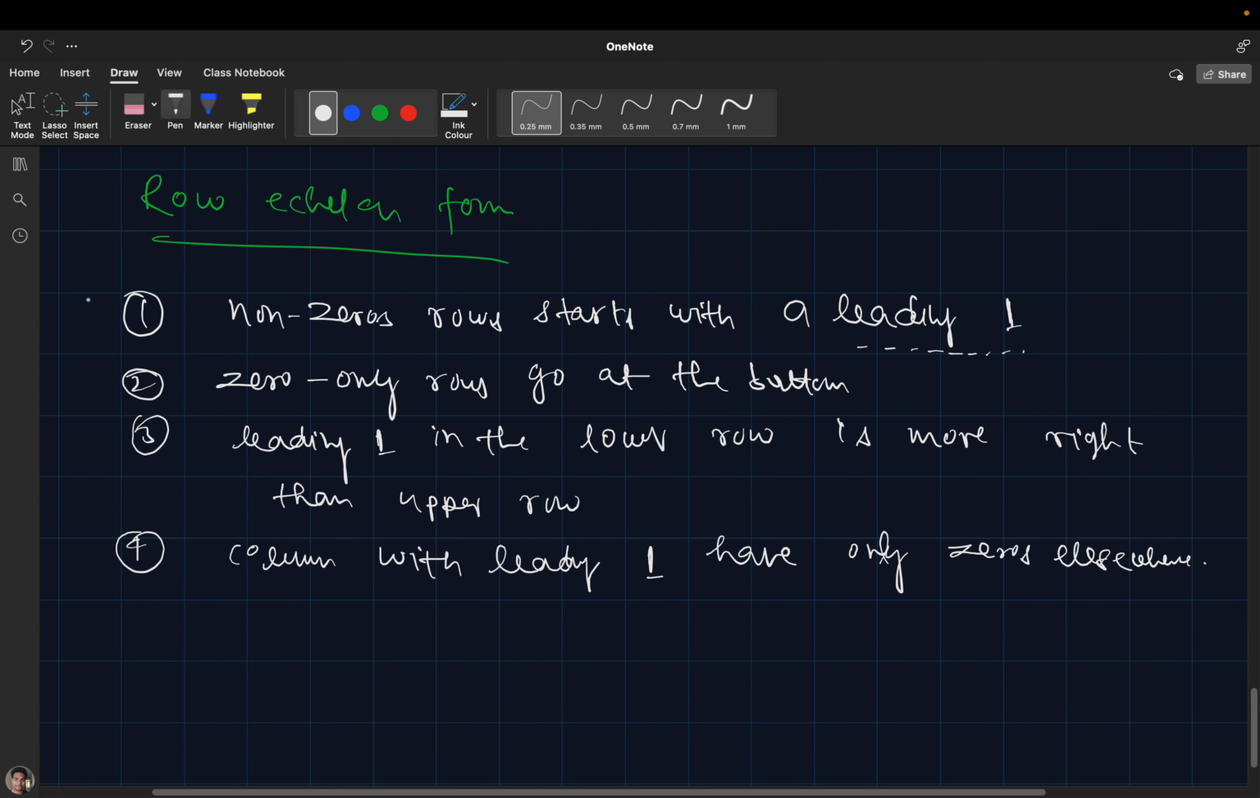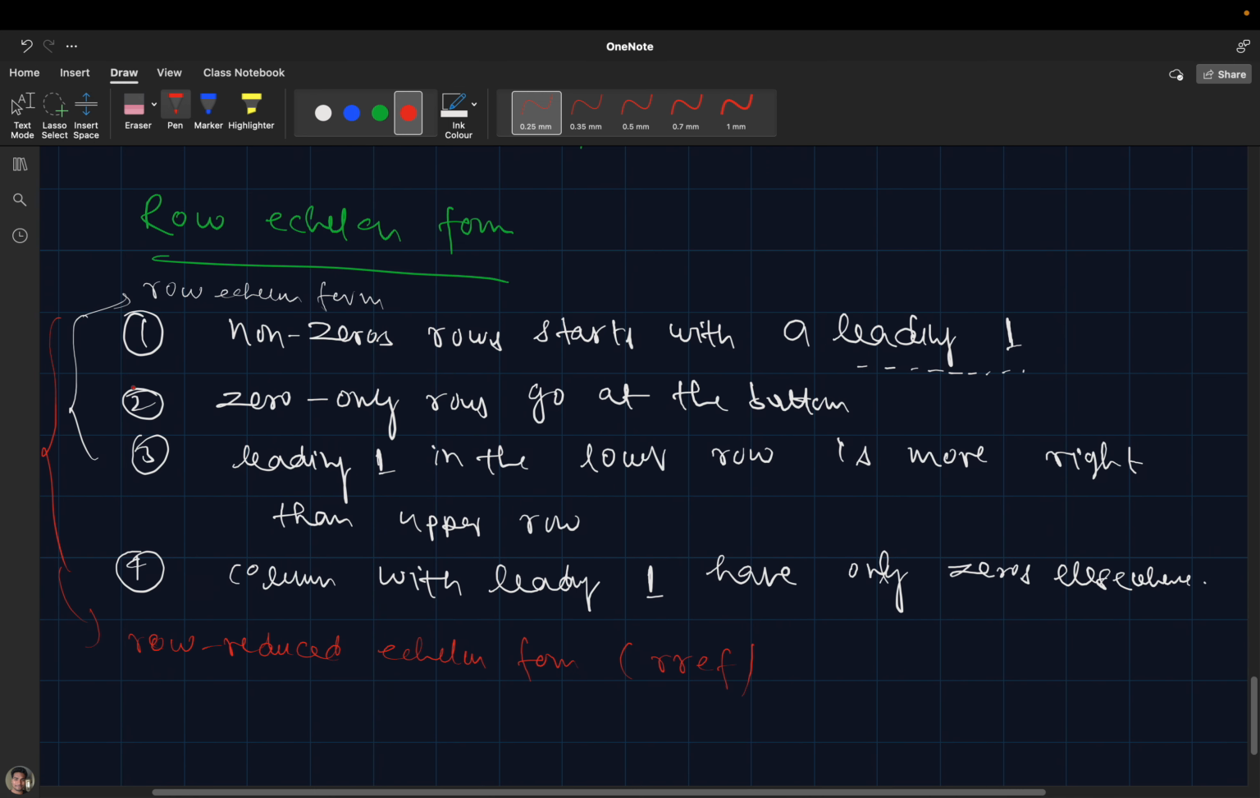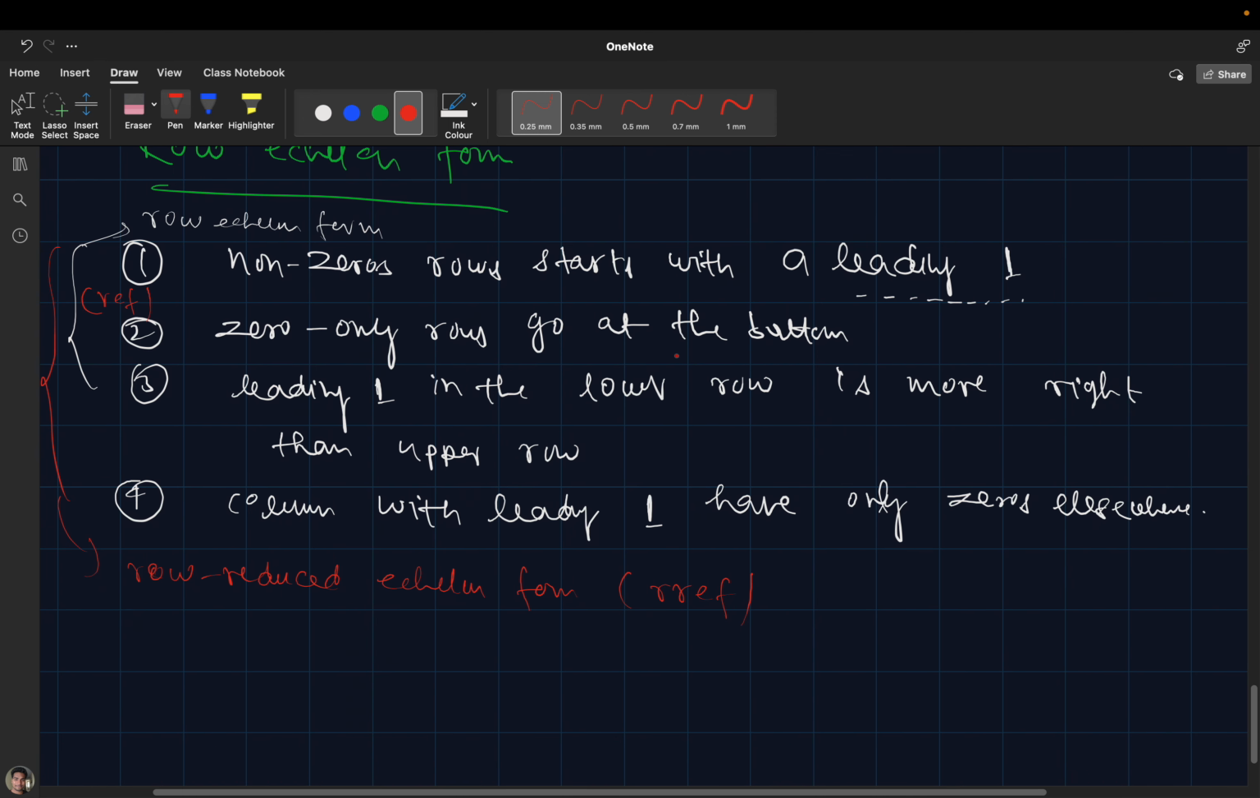If you meet only the first three conditions, this is called row echelon form. If you meet all four, then it is called reduced row echelon form. In short, it is called RREF, and this one we call REF only. First you try to read what it is saying, then I will explain.